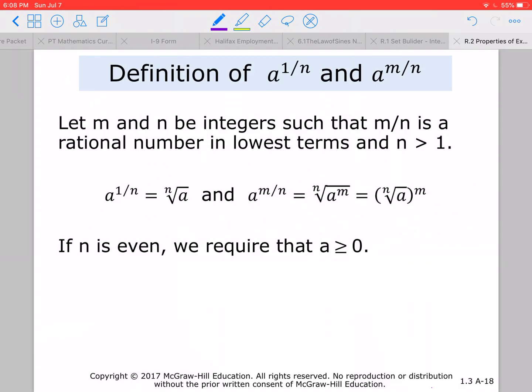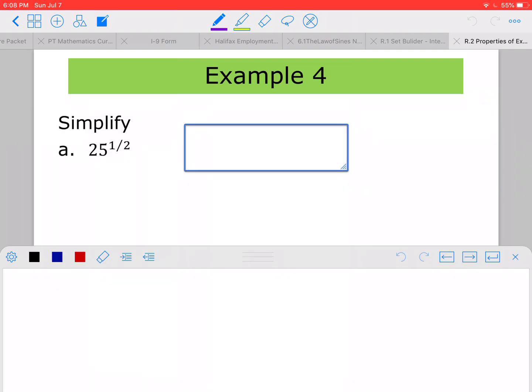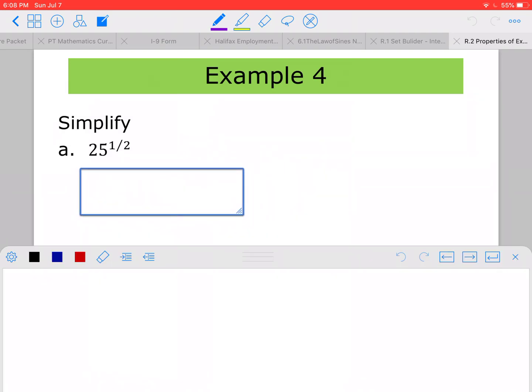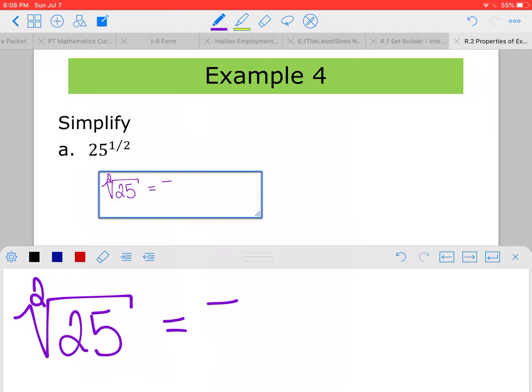So let's look at some examples. So 25 to the 1/2. That is the same thing as the square root of 25, which we know is 5. Done.